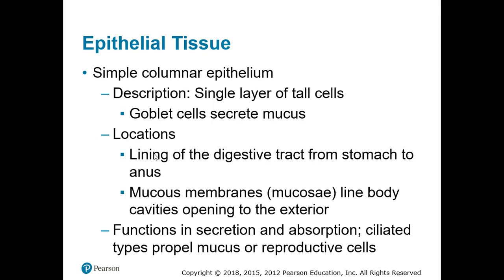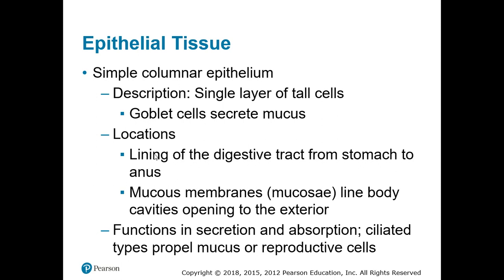Simple columnar, hence the name simple, it's going to be a single layer. Columnar tells me that they're going to be tall cells. These types of cells often have something called goblet cells associated with them, and these help secrete mucus. Since they secrete mucus, these are going to be located along things like your digestive tract that lines all the way from your stomach to your anus.